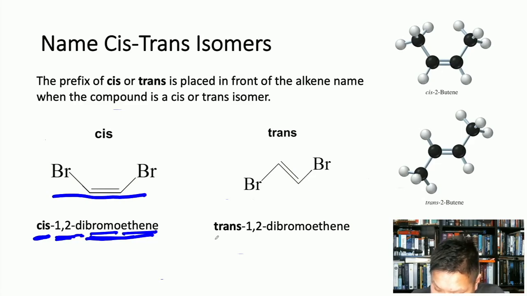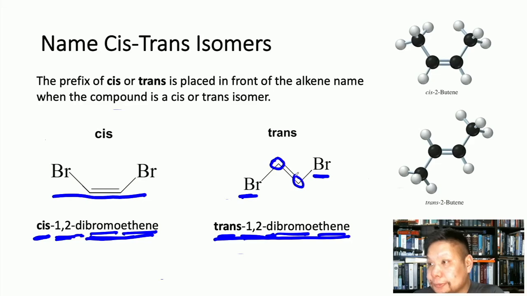Then here we have trans-1,2-dibromoethene, right? Trans because the bromines, or bromos, are on opposite ends. 1,2 because they're on the first and second carbons. Di because there's two bromos, and then ethene because of the two carbons right here that are connected by a double bond. We also have another example here, cis-2-butene.